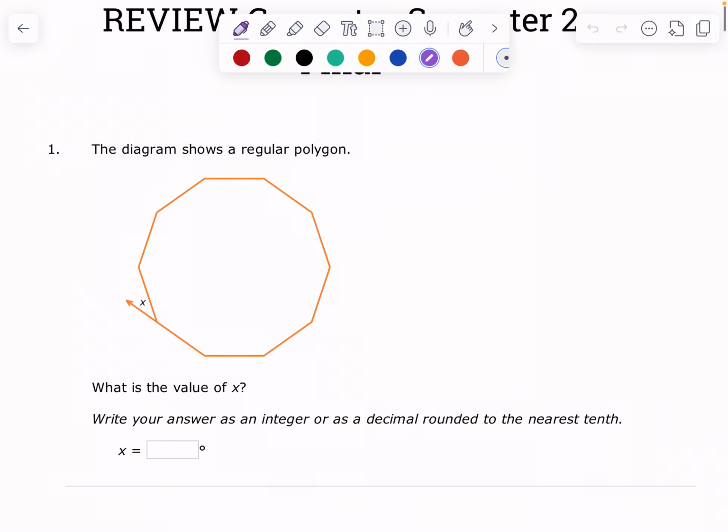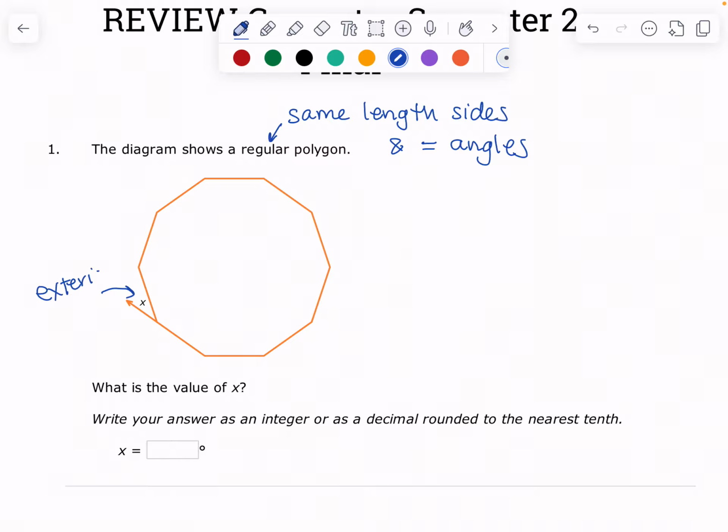Okay, so this diagram shows a regular polygon. What is the value of x? So first thing that we need to do is remember what regular means. It means the same length sides and equal angles. The other thing we need to know is this is an exterior angle.